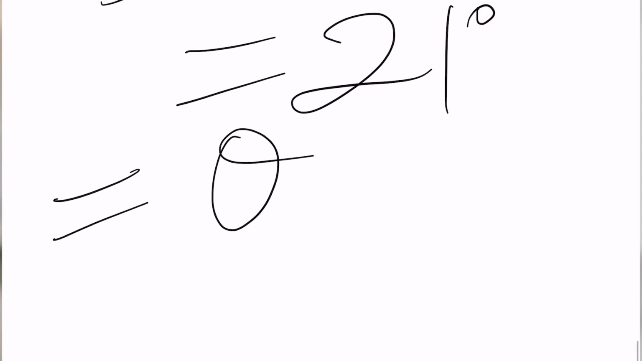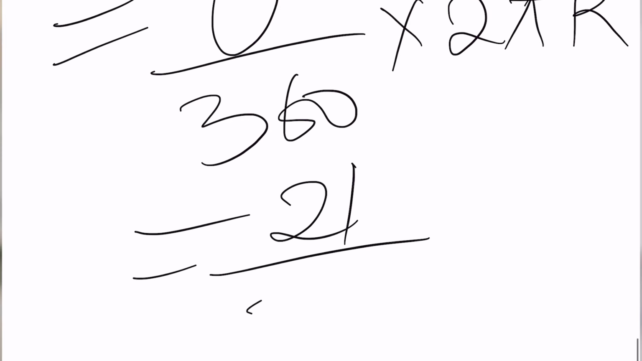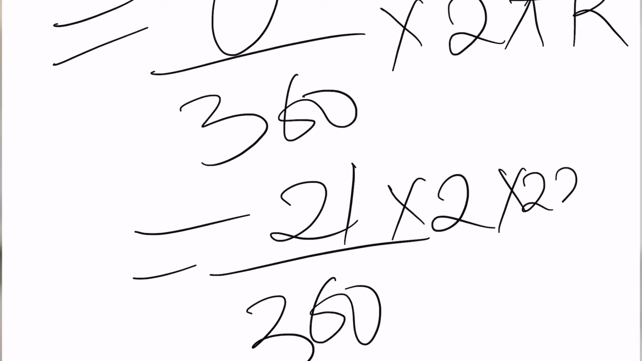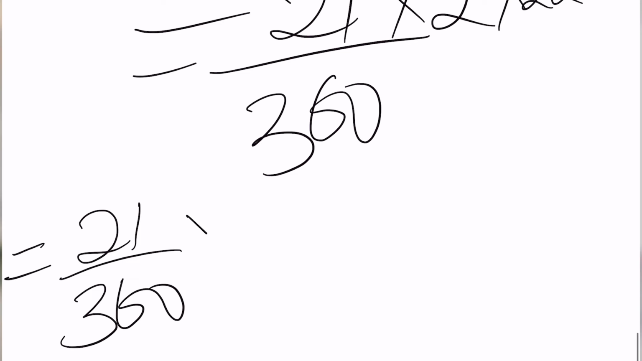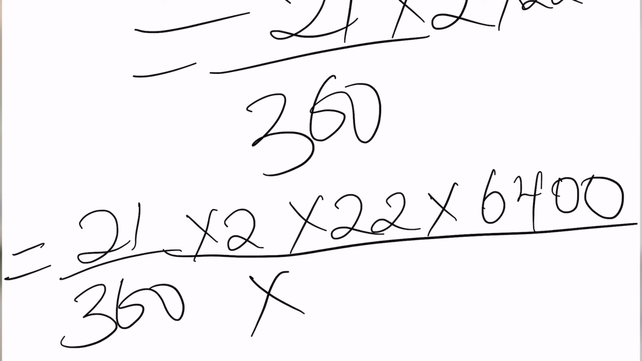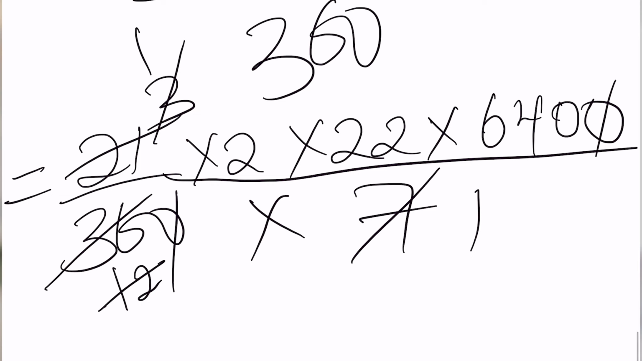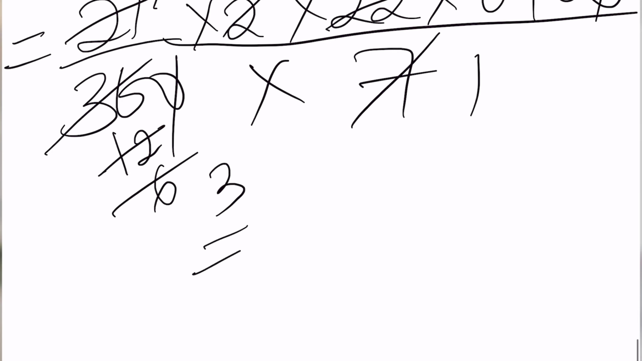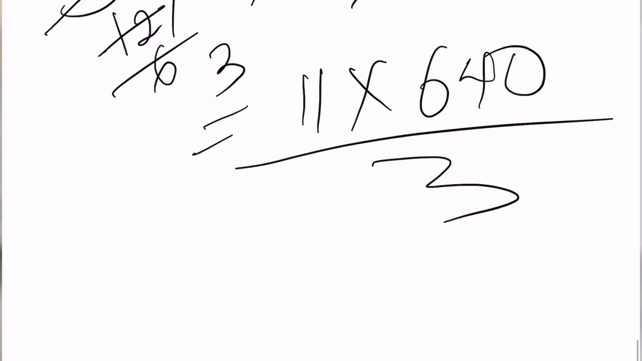So using our formula, which is theta over 360 times 2 pi r, we have 21 over 360 times 2 times 22 times 6,400 over 7. Simplifying, 7 goes into 21 three times, and cancelling further, we have it to be 11 times 640 over 3.